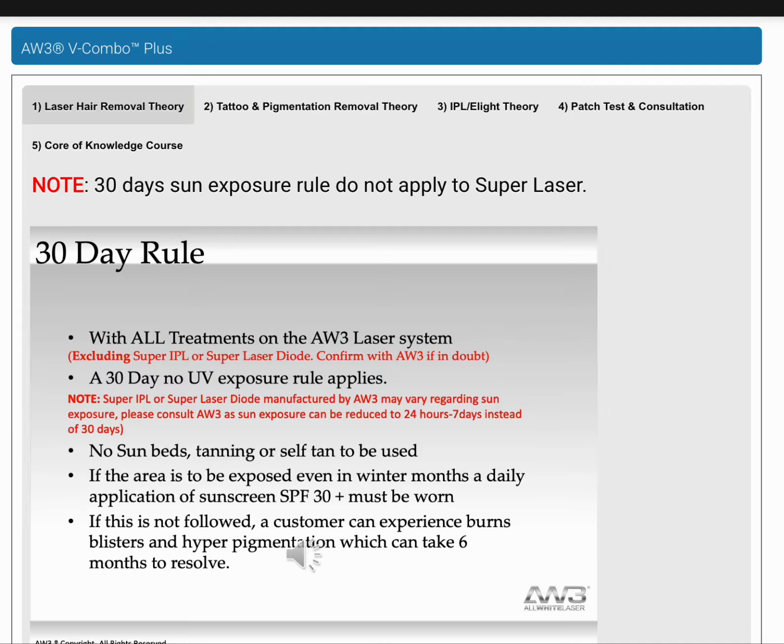If the area is to be exposed, even in the winter months, a daily application of sunscreen SPF 30+ must be worn. If this is not followed and we still treat a customer, they can experience burns, blisters, and hyperpigmentation, which can take a minimum of 6 months to resolve.